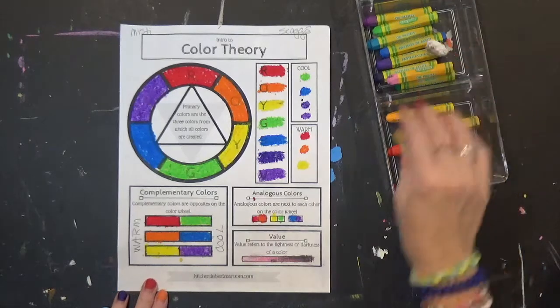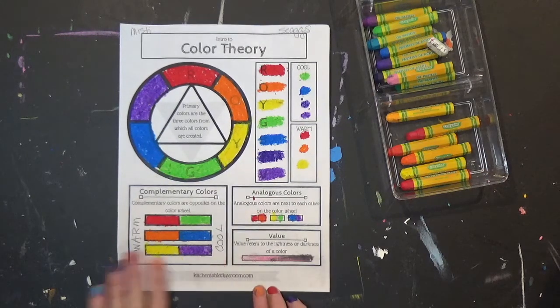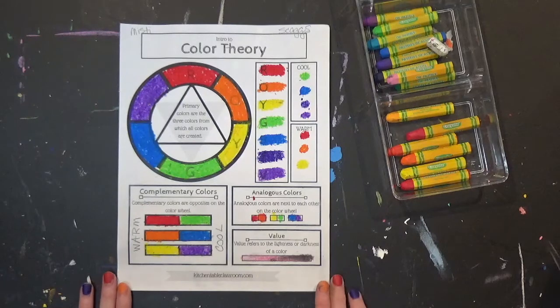So that is our color theory lesson. It's just a one-day lesson, real quick, just to get you a good idea of the order of colors on the color wheel and what are complementary and analogous colors, what are warm and cool colors.